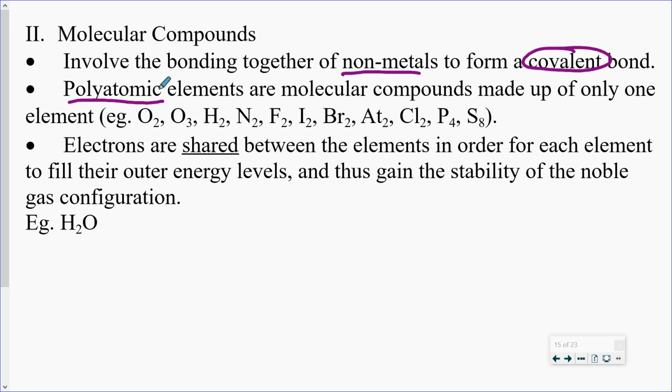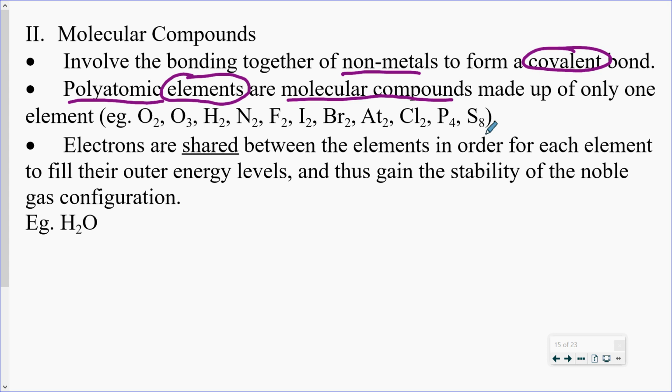Polyatomic elements. So this is different than what we talked about with the polyatomic ions. These are polyatomic elements. They are actually compounds. They are molecular compounds, but they're only made up of one type of element. One type of element, but more than one attached together. So that's a list of all of these in the brackets here.